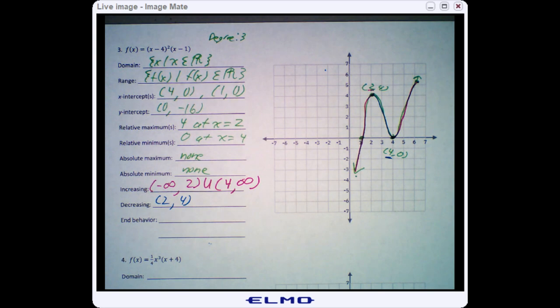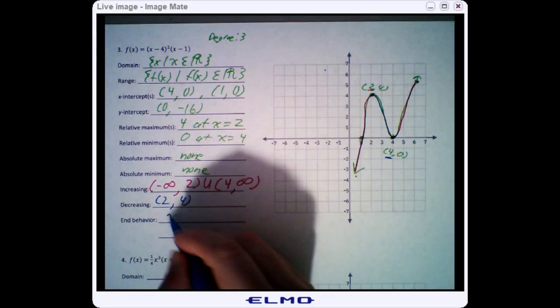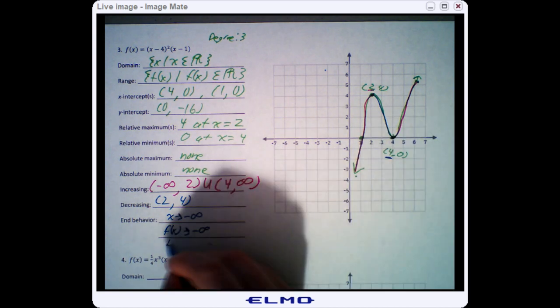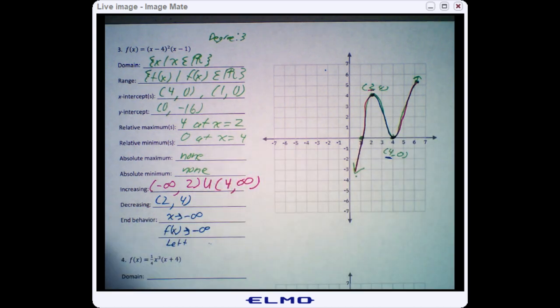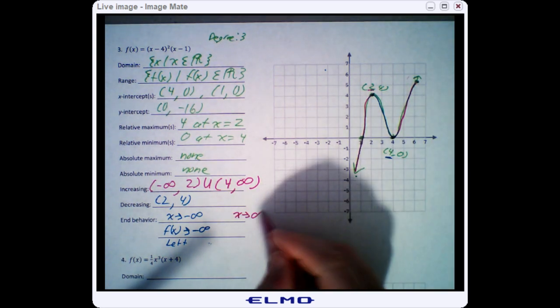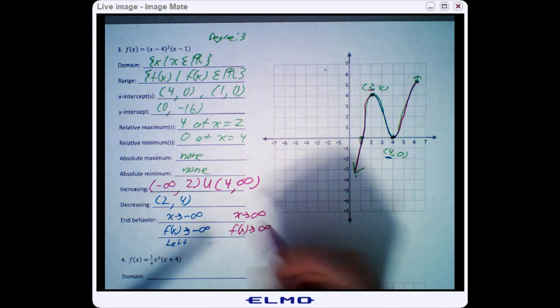And then for my end behavior, I've got a left arrow and a right arrow. For my left arrow, x approaches negative infinity because I go left. f(x) is going to approach negative infinity because I'm going down. For the right arrow, I'm going right, so x is approaching infinity. I'm getting really big, and f(x) or y approaches infinity because it goes up. It goes right and up.